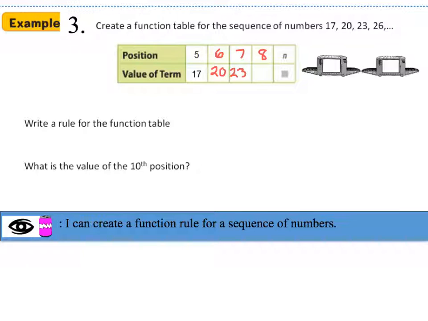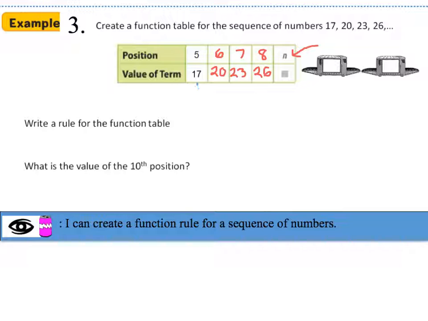And the 8th position will be 26. In the last box, they're giving us the value of n. So that doesn't have to be the 9th position. That could be the 20th position, or the 40th position, or the 100th position. It could be any number in the world. So let's go ahead and take a look at our pattern.